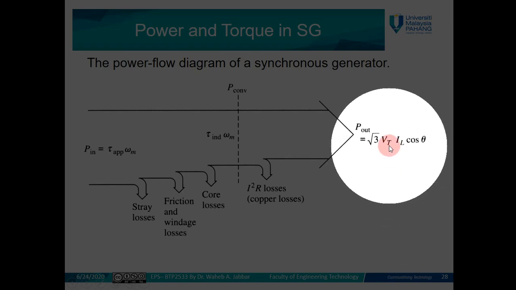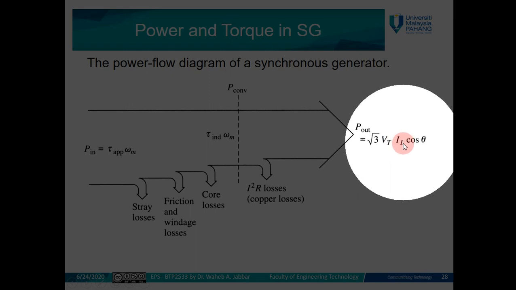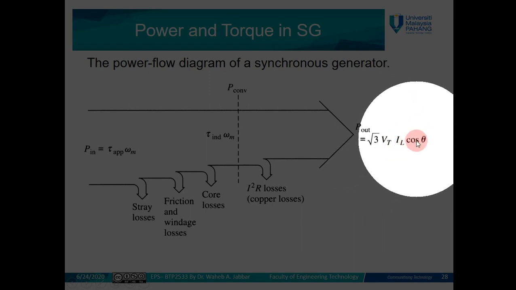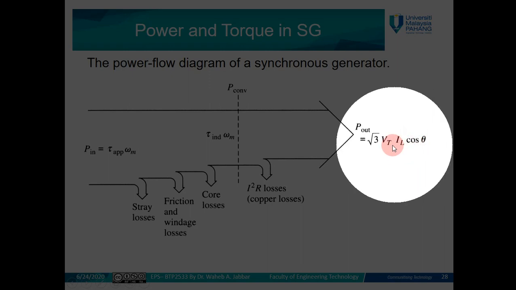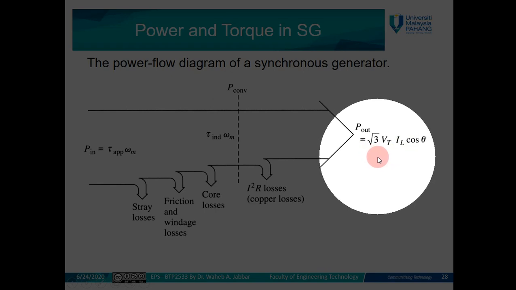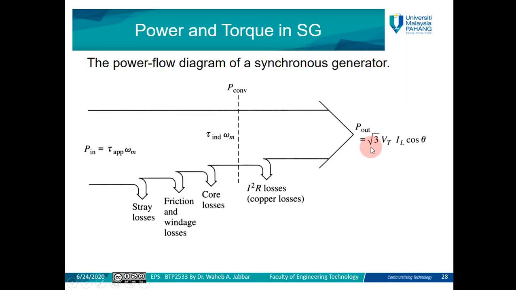For that, the P out here represents the V terminal times I load times the cosine theta, which is the power factor of the angle between the voltage and the current. Theta here represents the angle between the terminal voltage and the load current, while gamma, which we mentioned in the previous slide, is the angle between the armature current and the armature voltage, not the terminal voltage of our synchronous generator.